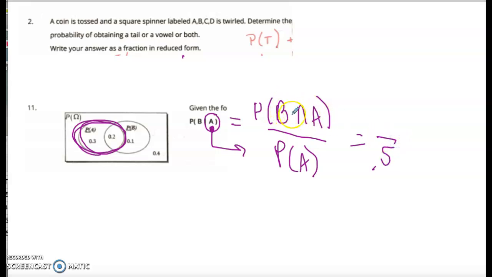And I want the intersection of these two events to be in my numerator. Well, that's this piece right here. This intersection is 0.2. So that would go in the top, and that's the same as 2/5, which is the same as 0.4.